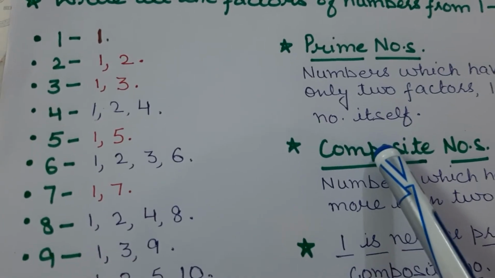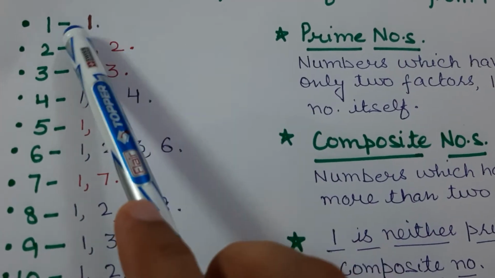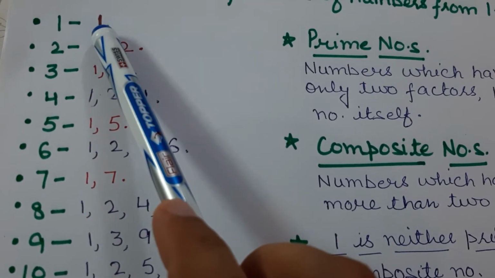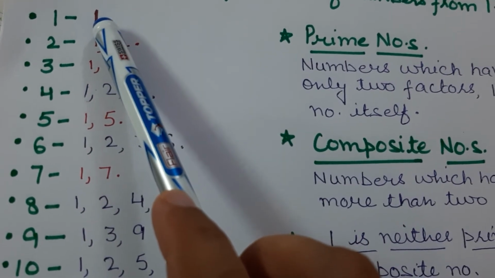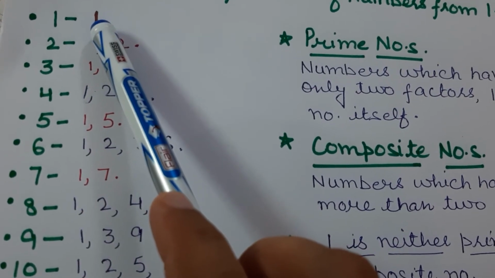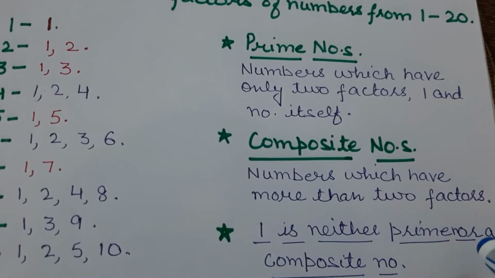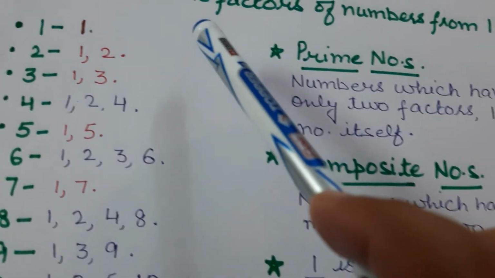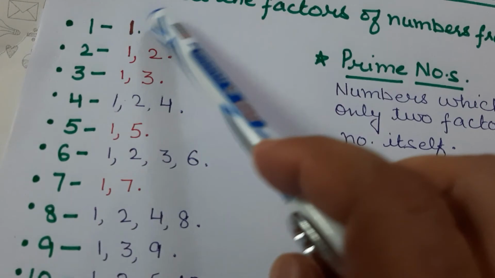And students, if you see, 1 has only one factor. Why? Because it is 1 and the number itself is also 1. So is it prime or composite? 1 is neither prime nor composite. It is neutral.